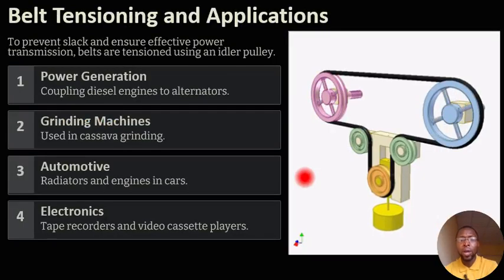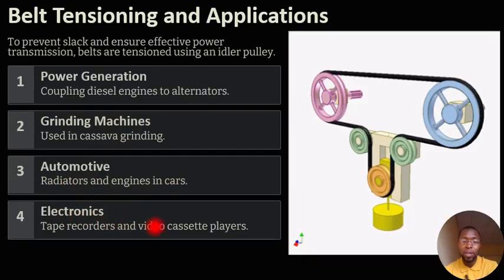Before the chain drive, let's look at how to also reduce this slipping a little. And that process is called belt tensioning. Belt tensioning is just the application of extra pulleys that you can see here. The pulleys there are there to tension the belt so that it does not slip off the shaft. All right? And then we use belt drive in power generation. We can also find belt drive in grinding machines. We can find belt drive in automotive. We can find belt drive in electronics.